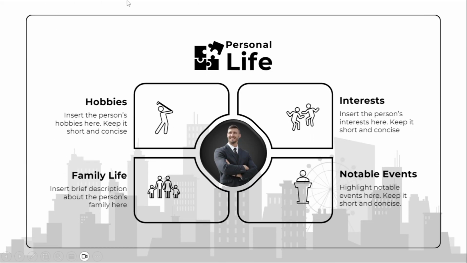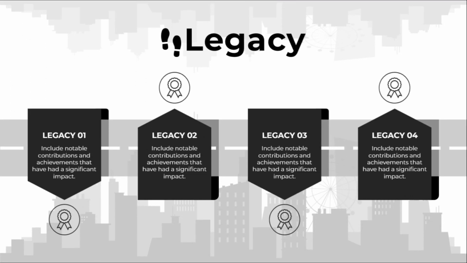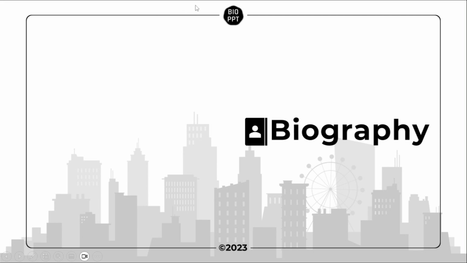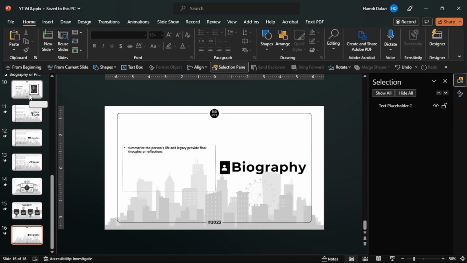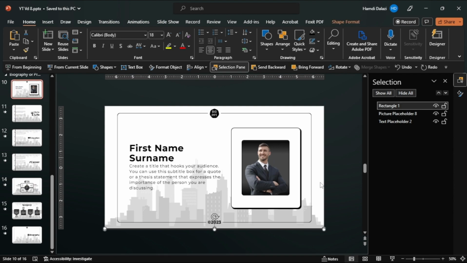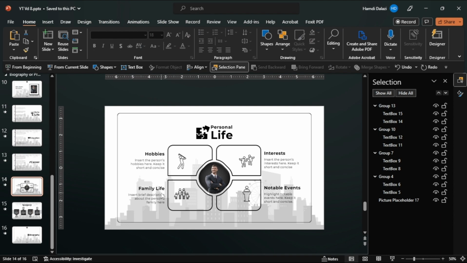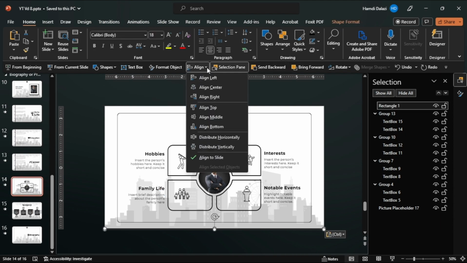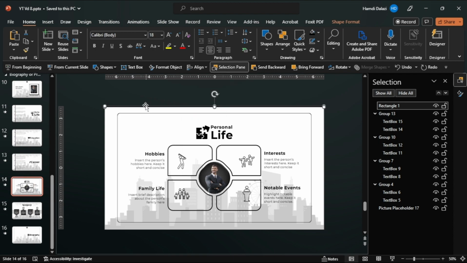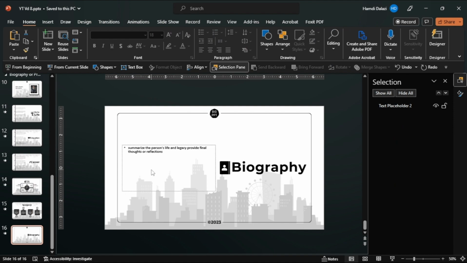It's not seamless here. Let's note that. Personal life slide, let's scroll. Same thing with the summary slide. So let's escape and let's insert the rectangles in those slides. So let's copy the rectangle here. Let's paste it to the personal life slide. Let's align it to the top. Now we can copy this and let's paste it to the summary slide.